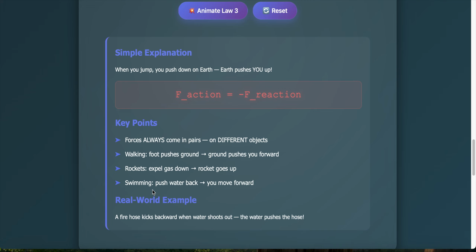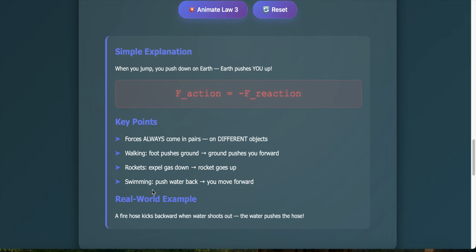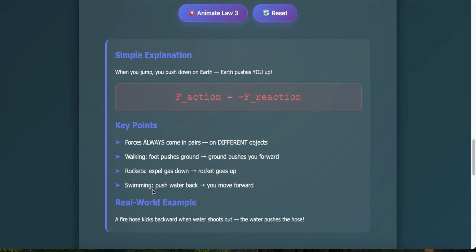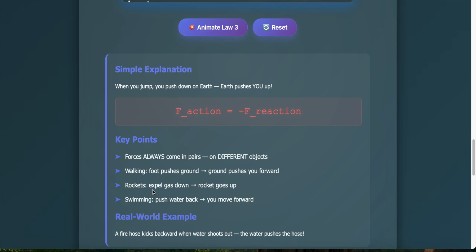Suppose you are sitting on a chair. Newton's third law of motion is working, so you are able to sit, otherwise you would fall down. Normal force is equal to mass into gravity. So those are all three of Newton's laws of motion.